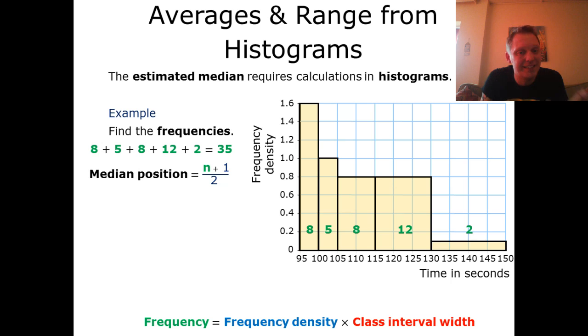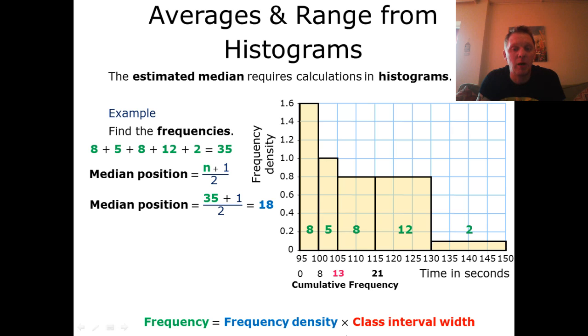To find my median position is going to be the amount of my values added to plus 1 and then halved. So 35 frequencies all in all, plus 1 and then halved, that gives me a median position of 18.